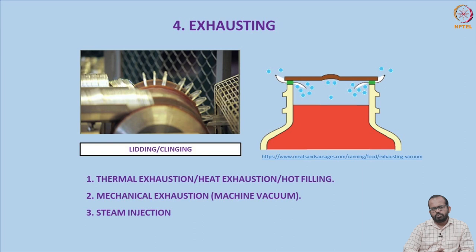The next process is exhausting the container. Exhausting is one of the important processes in canning, and it is basically removing the air and other unwanted gases from the headspace. There are different kinds of exhausting procedures: thermal exhaustion or heat exhaustion, hot filling, mechanical exhaustion, and steam injection. So these are the various exhausting procedures that we use. Hot filling is what we use when you do not have any exhausting machinery available. We can follow the hot filling procedure.